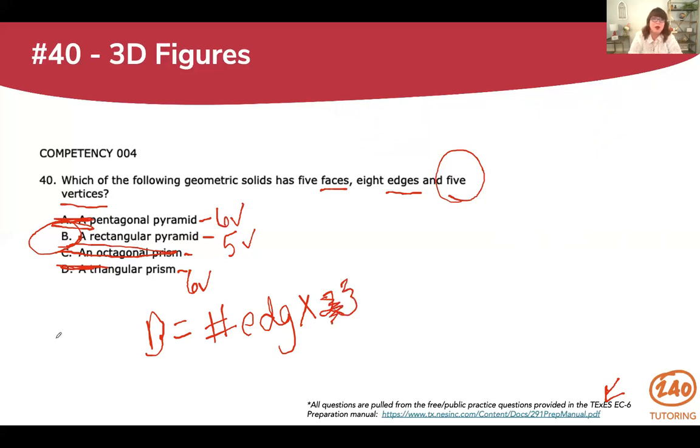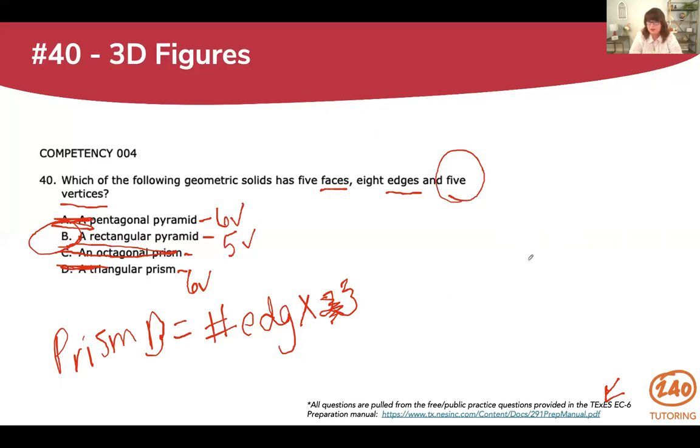Now this is for a prism. Okay? So that's how you can count edges. If you can just count the bottom, all right, you will have the same number of edges on the top and the same number of edges in the body, okay? So everybody with me so far? That's how you can count edges quickly.